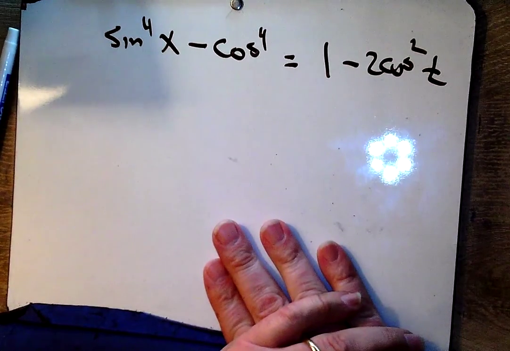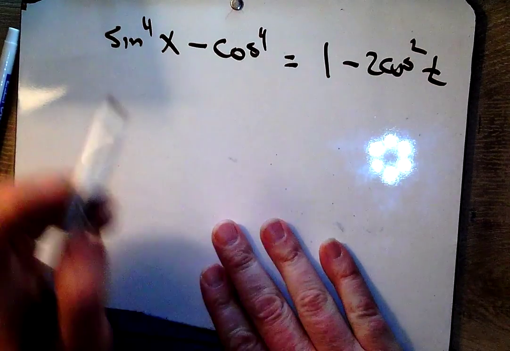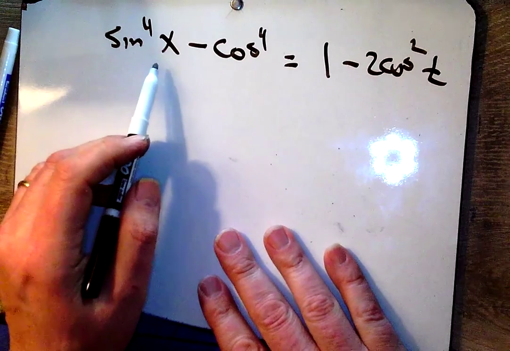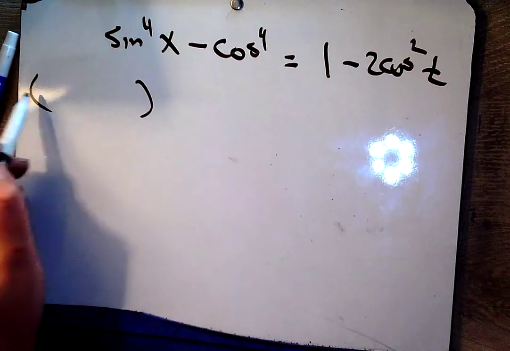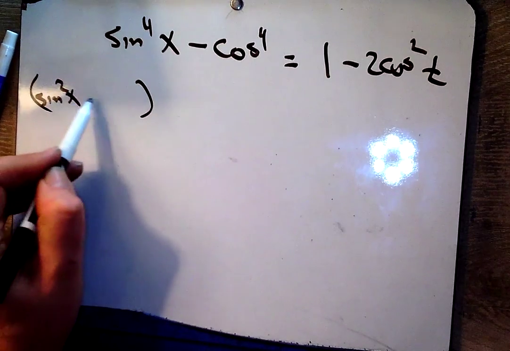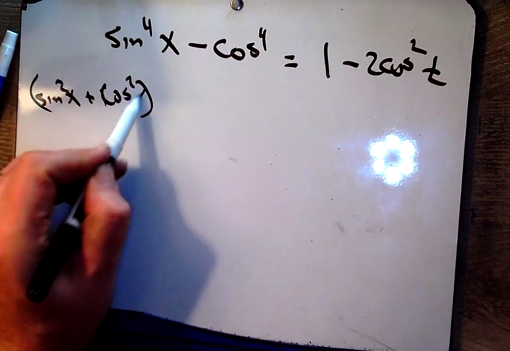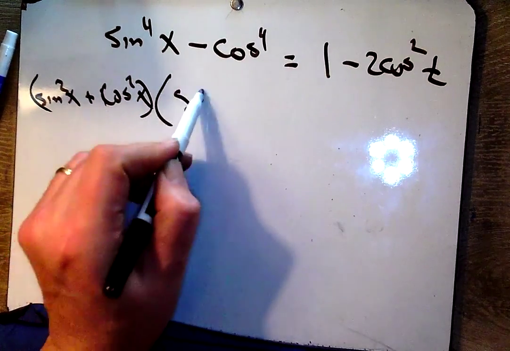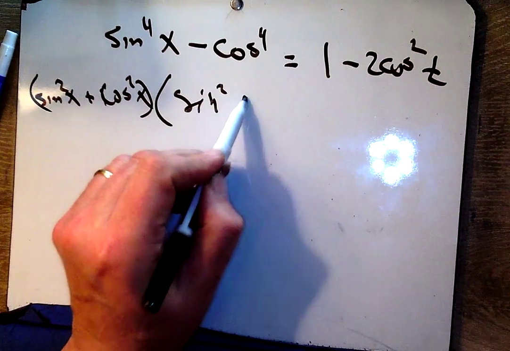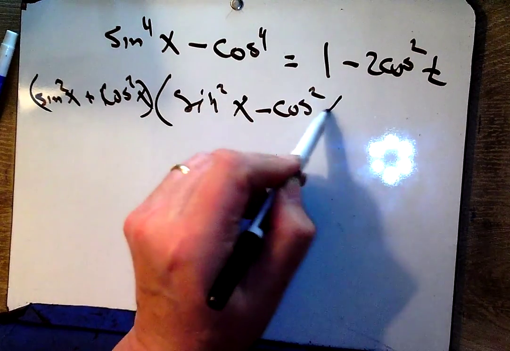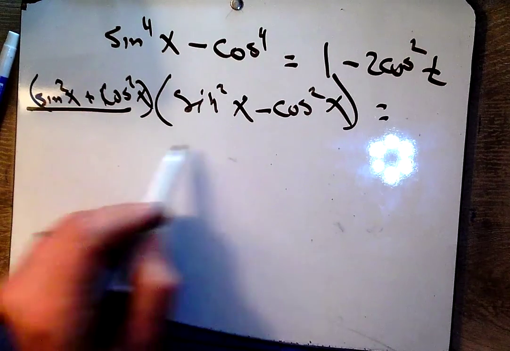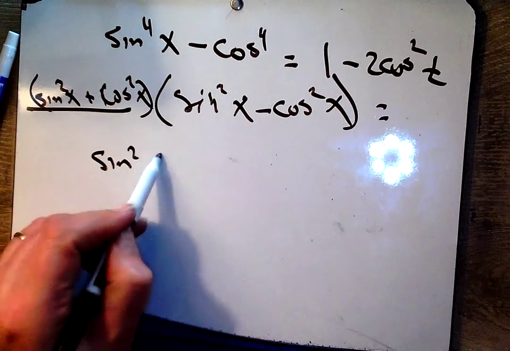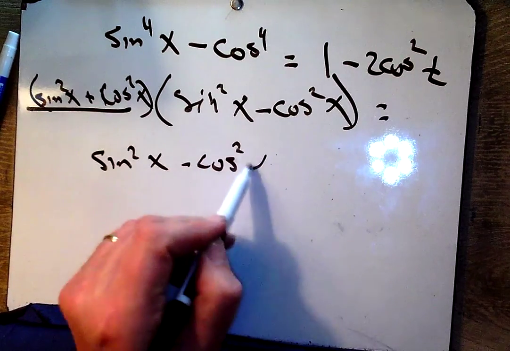I've seen this problem done a couple of ways. The first way I've seen this problem done is people say, oh, that's a difference of squares. And it is. And they write sine squared plus cosine squared, sine squared minus cosine squared. And then they say, oh, look, that's 1. So now they have sine squared minus cosine squared.